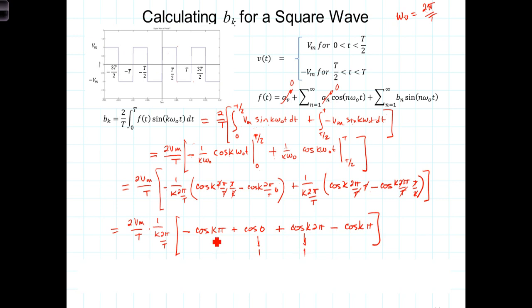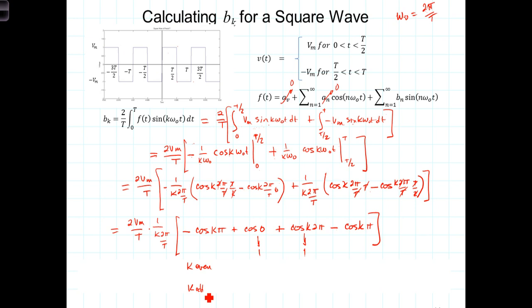But we've got, when k is 1, we have the cosine of pi, which is negative 1. When k is 2, we have the cosine of 2 pi, which is a positive 1. When k is 3, it's cosine of 3 pi, which is a negative. So let's look at these two terms here for when k is even and when k is odd.